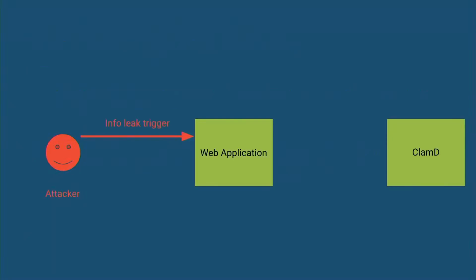Just to illustrate this again, we send the infoleak trigger, which is contained in a file, to the web application. That sends it to ClamD, and then ClamD only replies with virus found or no virus found, and then the user or attacker receives some sort of error string. So we have this issue now with ASLR, where an infoleak becomes very difficult.